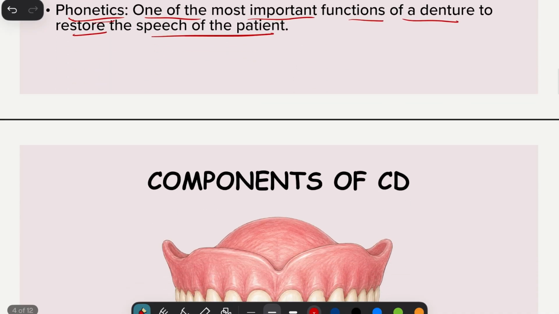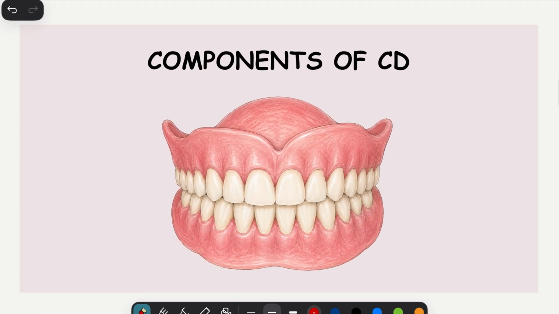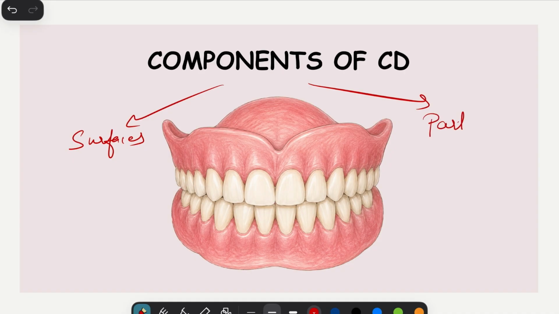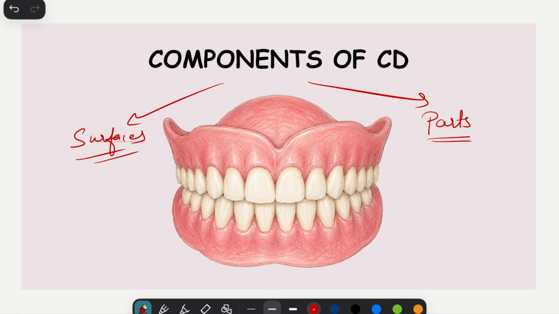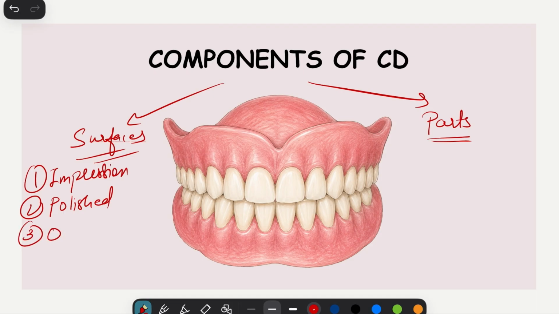Now let's see the components of CD. So, complete denture has two components: surfaces and parts. So first, surfaces. Complete denture has three surfaces. The first one is the impression surface. Then we have the polished surface. And the third one is the occlusal surface.